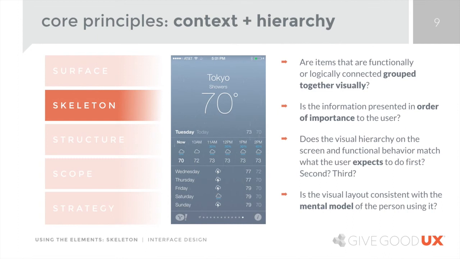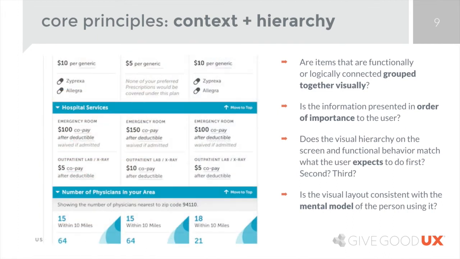And does that continue? If you take a look at this example from a health insurance website, you'll see a very strong sense of context and hierarchy. There's very clear organization of things. At the very top, you can see that prescription drugs are covered in this section. Then you have this very clear, very obvious dividing line, this big blue bar that says hospital services. Everything under there is hospital service coverage.